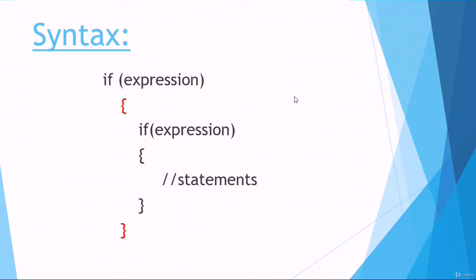I have just typed the if block. You can see the red curly braces that denote the outer if body, and within the body of that if I have typed another if statement. First it checks the outer if condition. If that condition is true, then it comes inside the block and checks the next if statement present inside. If that condition is true, then the statements are going to execute, otherwise nothing is going to execute in this scenario.